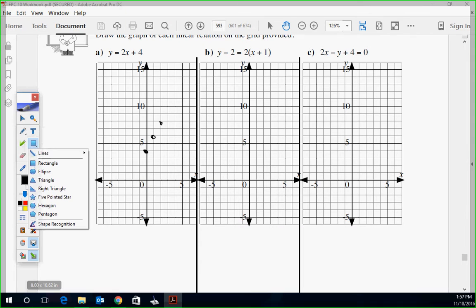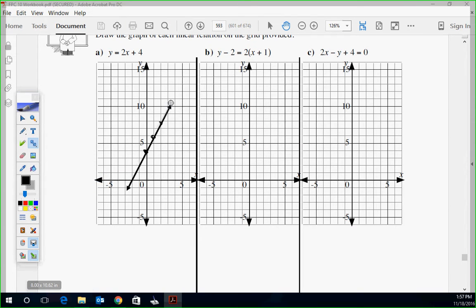Okay, so let's get my line feature here. And so you can see you have your line right there. That's 2x plus 4, really quick. 4 is the starting point, then up 2 over 1 from that point. Is that okay?